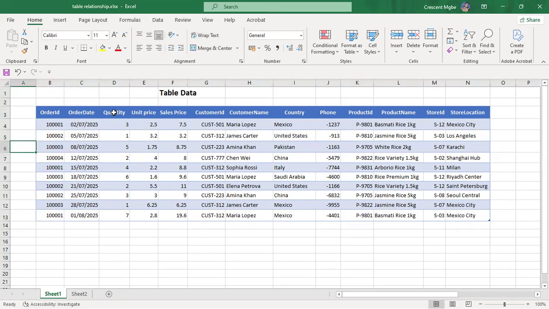Then here you have your price. This is the price of that item. So one of the items is 2.5. Then the sales price means the total amount for the quantity that was bought. That is this.